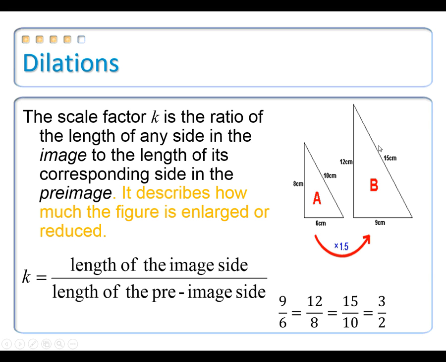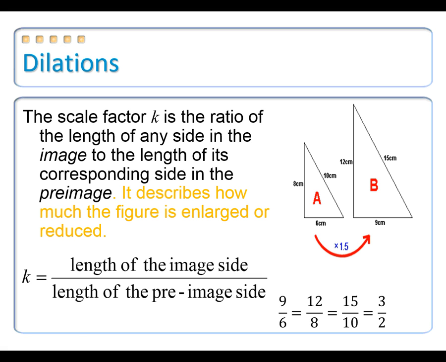Or I could pick the next largest. So I could pick 12, which is the middle length, the side that's not the longest but not the shortest. And the middle length on my smaller triangle is the 8. So I could do 12 over 8. Or I could compare the two longer sides, so 15 and 10. If you reduce all three of these fractions, guess what? They all reduce down to 3/2. Whoa, 3/2 is 1.5, which is our scale factor. So that tells me triangle B is 1.5 times the size of triangle A. That is how we're calculating our scale factor.